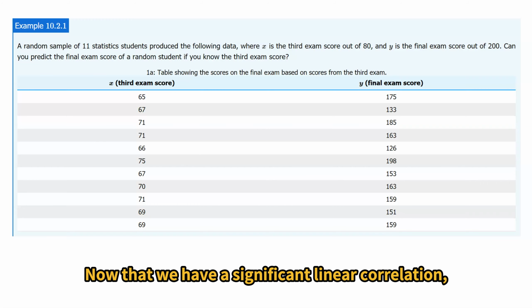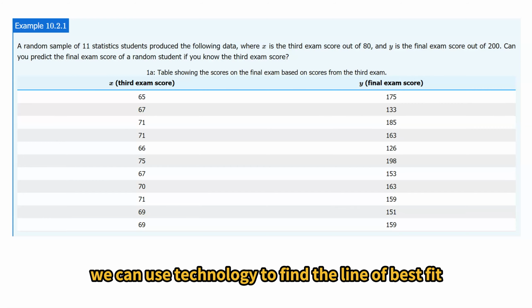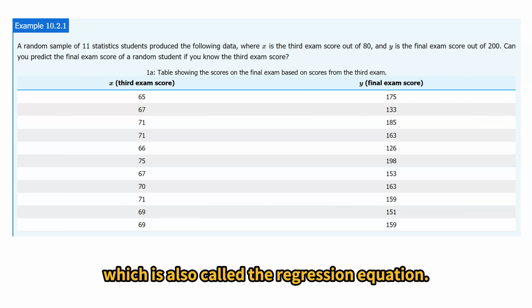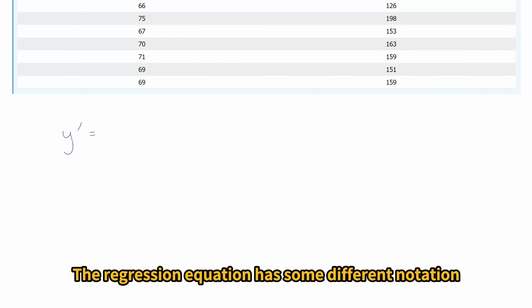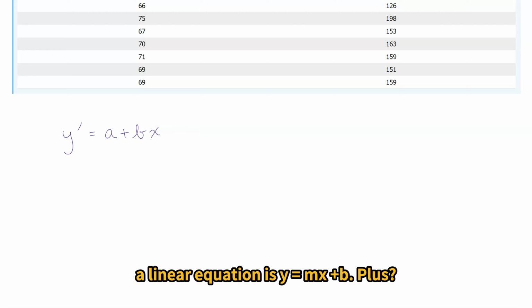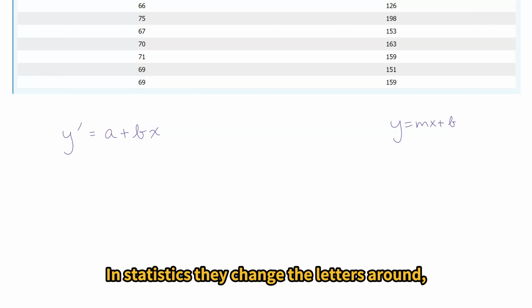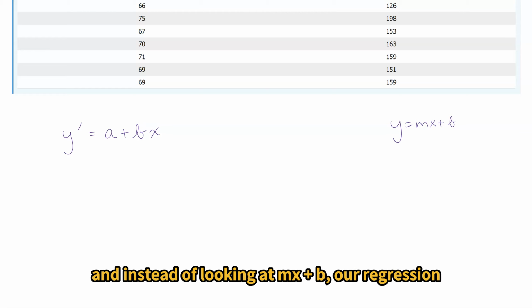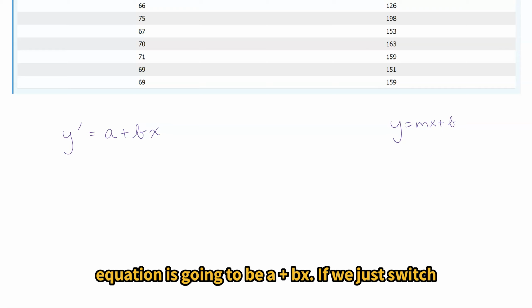Now that we have a significant linear correlation, we can use technology to find the line of best fit, which is also called the regression equation. The regression equation has some different notation than algebra. You may remember in algebra a linear equation is y equals mx plus b. In statistics they change some letters around, and instead of mx plus b, our regression equation is going to be a plus bx.